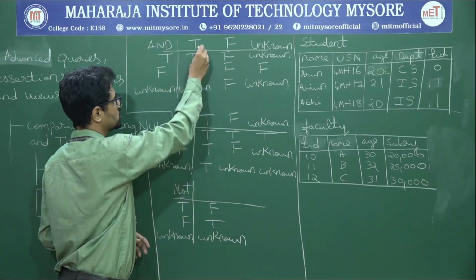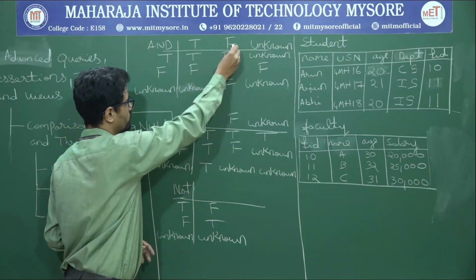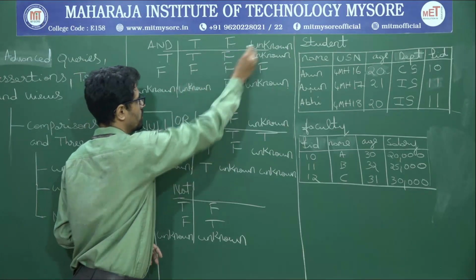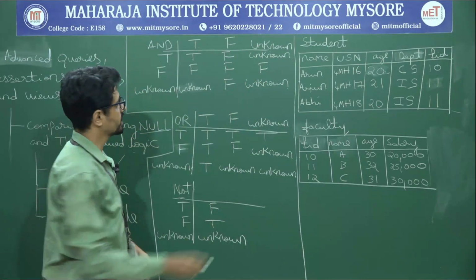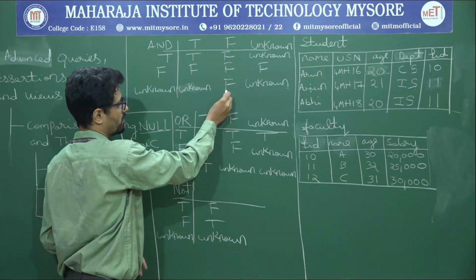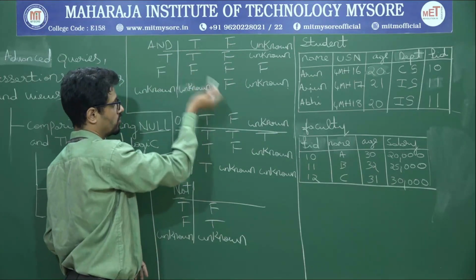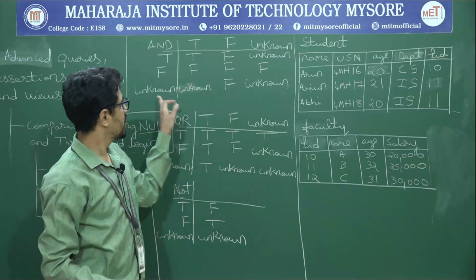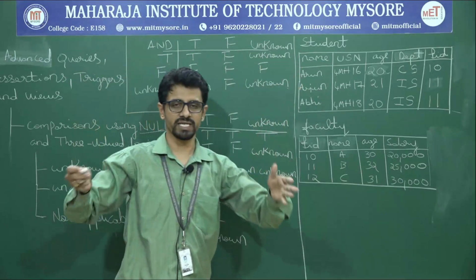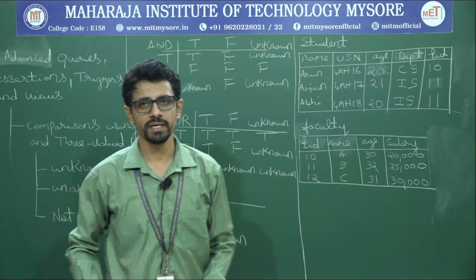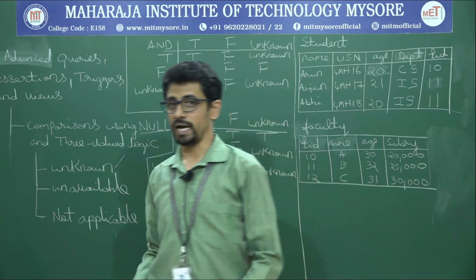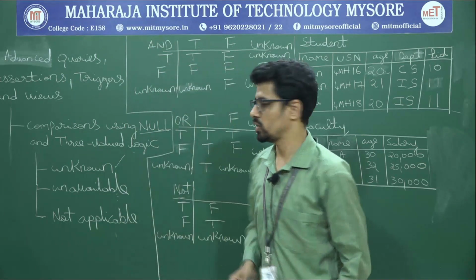Okay, unknown and true is unknown, unknown and false is false, unknown and unknown is unknown. So in case of unknown, only with false will the output be false. In case of true and unknown or unknown and true, it will be unknown itself. In case of unknown and unknown, meaning both conditions evaluate to null, the output will be null only. So this is the AND truth table with respect to three valued logic.